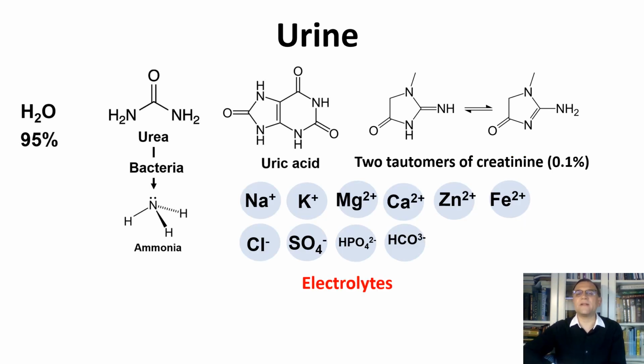Urine contains various electrolytes, including sodium, potassium, chloride, and bicarbonate. These electrolytes help maintain the body's fluid balance and are involved in various physiological processes. By the way, what electrolytes do you see on this slide?